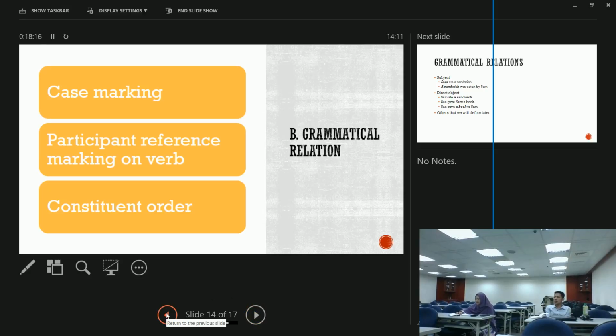And the next one, we learn the grammatical relation. Based on this book, there are 3 parts that we are going to learn. First, the case marking, and the second one is participant reference, marking on a verb, and constituent order. Actually, I want you to read this, but because you don't read the book, I don't know how to read this. I only have one book. Number 6.3.